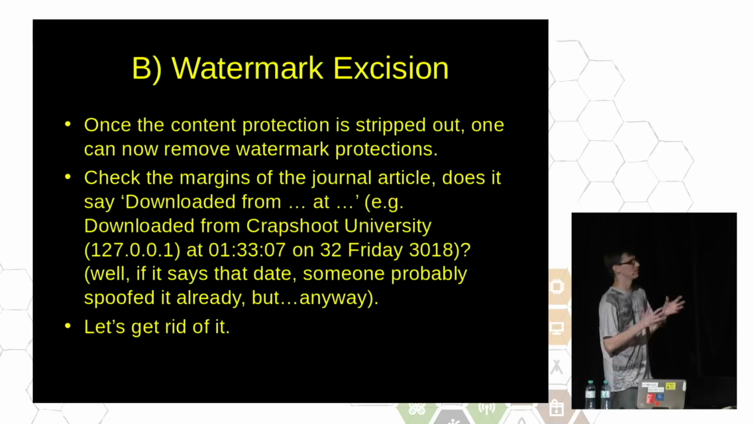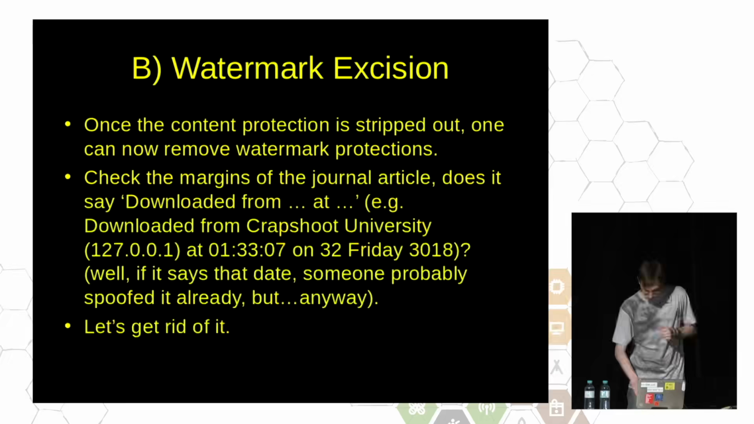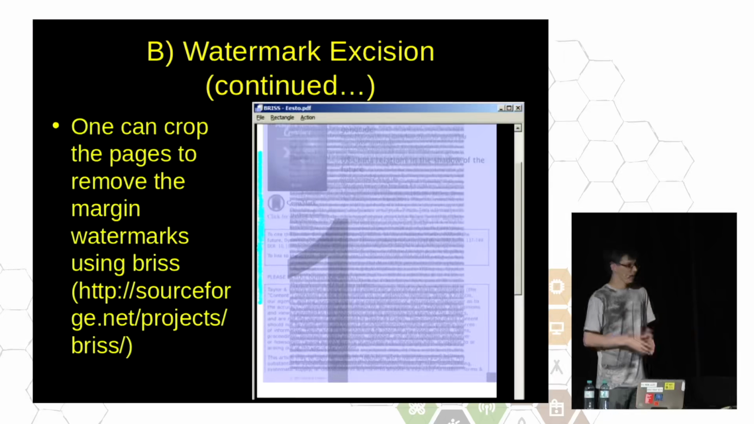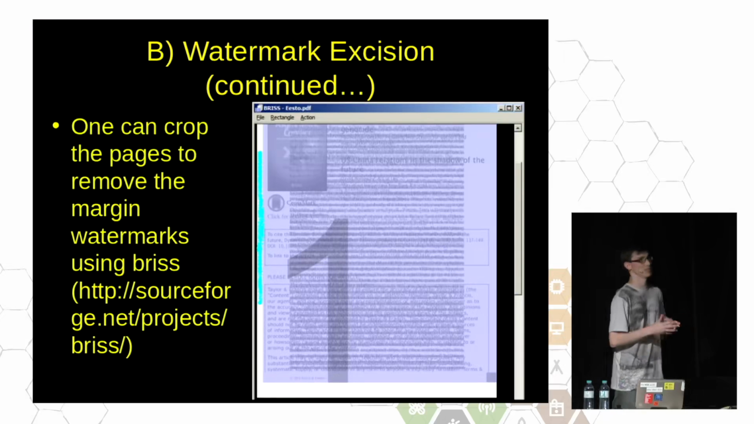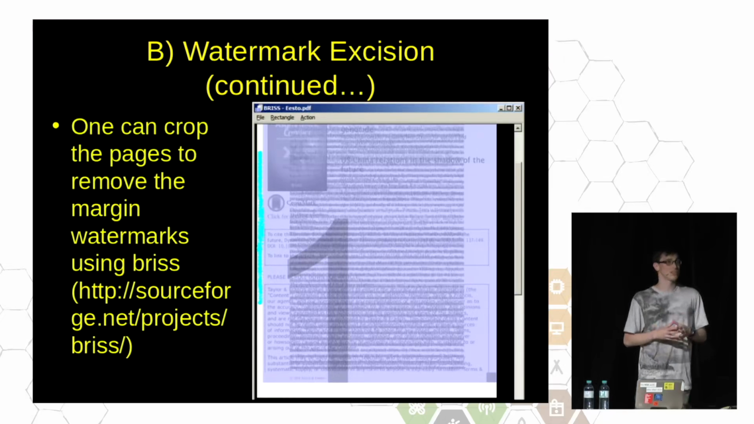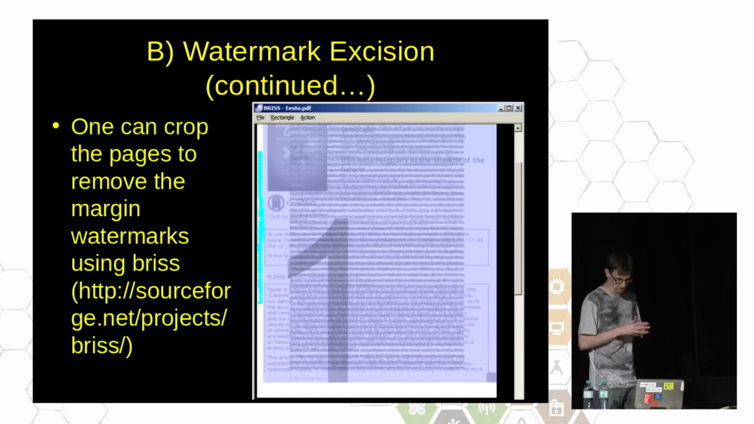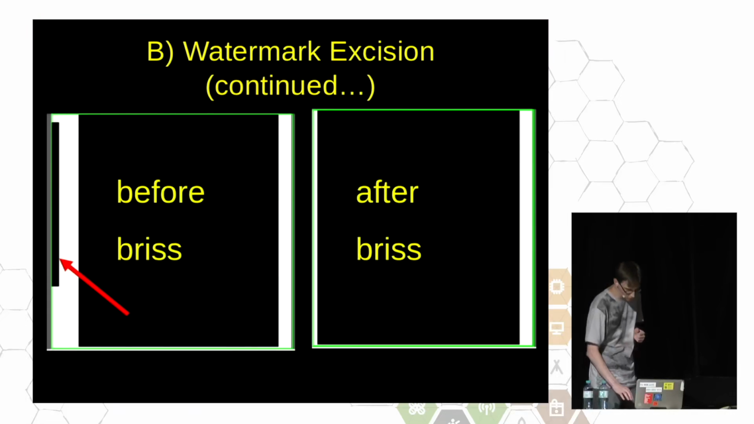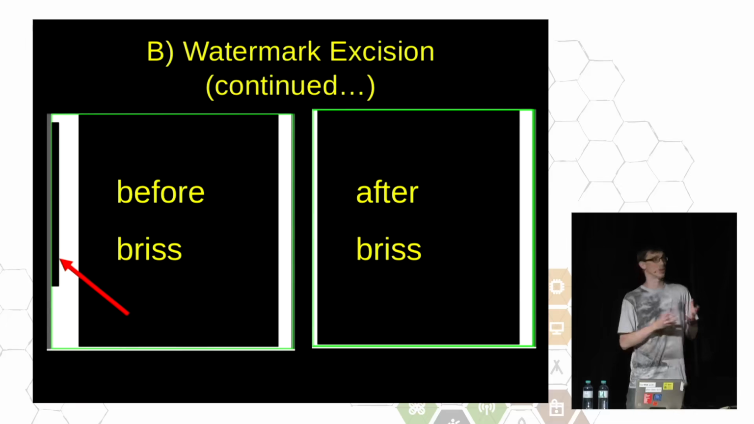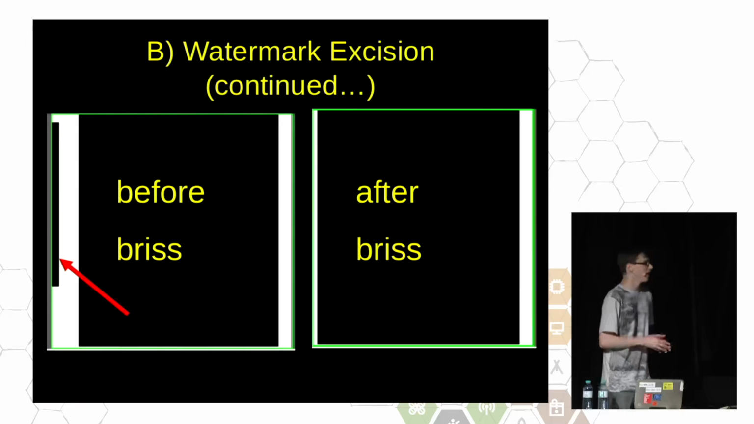And again, this is relatively straightforward, right? This is things that you could see in the marginalia of an article. So let's get rid of it. A basic tool to use would be, on first glance, Briss. Right? Briss is a cropping tool where you can input a PDF, select the margins, and crop out the potential watermark. So here we have a censored article where on the left we have before Briss, the ostensible watermark marginalia on the left-hand side, and then after, seemingly without it.